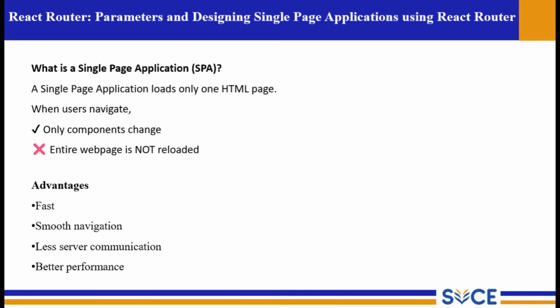React Router is a routing library that manages navigation inside a React application instead of requesting a new page from the server every time a user clicks a link. React Router changes only the required component. So in traditional websites, every click sends a request to the server and loads a completely new HTML page. In contrast, a single page application loads only one page initially. Later, React Router changes only the required components, resulting in faster navigation.